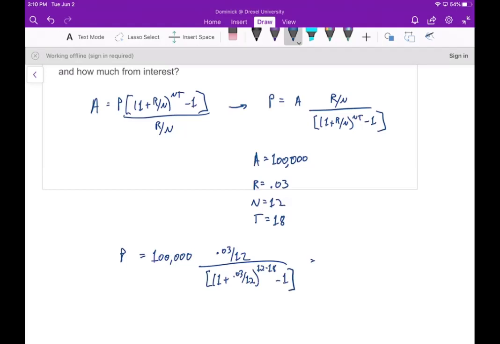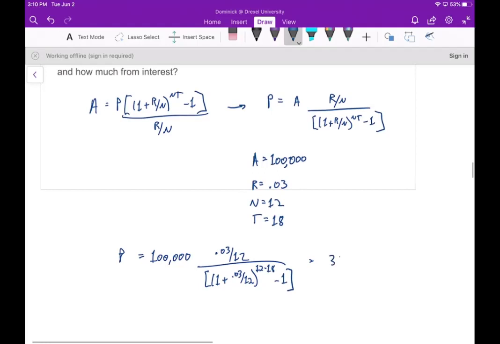All right, so again, we'll let the calculator handle that. So I want to make 100,000 times 0.03 divided by 12 and divide all of that by parenthesis, 1 plus 0.03 divided by 12, close that and raise that to the parenthesis 12 times 18, and then subtract 1, close the whole thing. And we're going to get that we should be depositing $349.72 for each month. Right, so if we want 100,000 in 18 years, then that's what we'd have to put in.